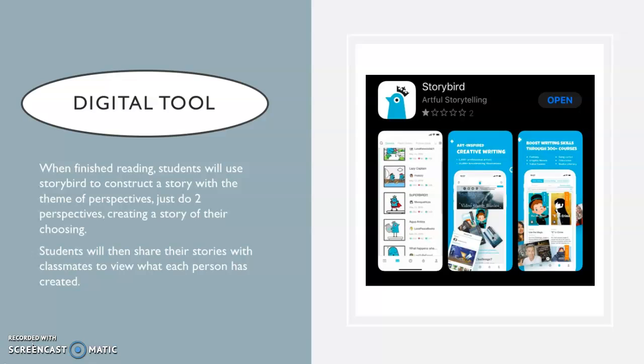How to incorporate a digital tool. To incorporate a digital tool, when finished reading, students will use Storybird to construct a story with the theme of perspectives. You could just do 2 to keep things simple for them, although let them be creative and make up their own stories. When the students finish, let them share their stories with classmates and then view what each person has created.